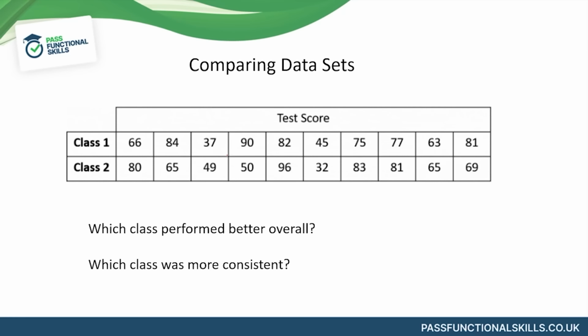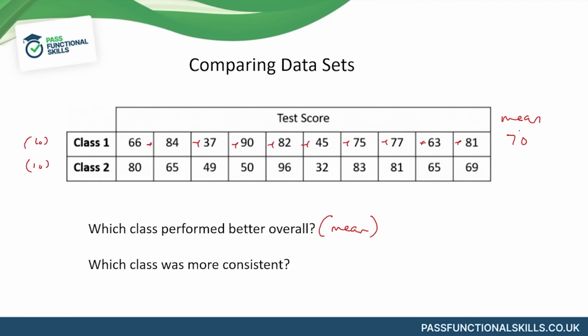Okay, so here we're comparing 2 data sets. So which class performed better overall? So here I would work out an average. I would go with the mean. So for class 1, I'm going to add up all of these values and then divide by how many there are. 1, 2, 3, 4, 5, 6, 7, 8, 9, 10. Okay, so we know there's 10 values for each class. So for class 1, 66 plus 84 plus 37 plus 90 plus 82 plus 45 plus 75 plus 77 plus 63 plus 81 comes to a total of 700. Divided by 10 is 70. So I'll just make a note here that the mean is 70.